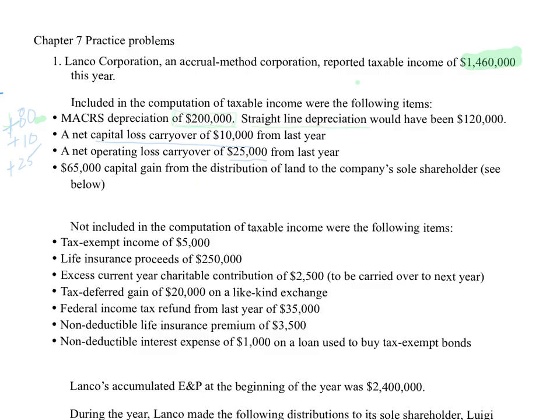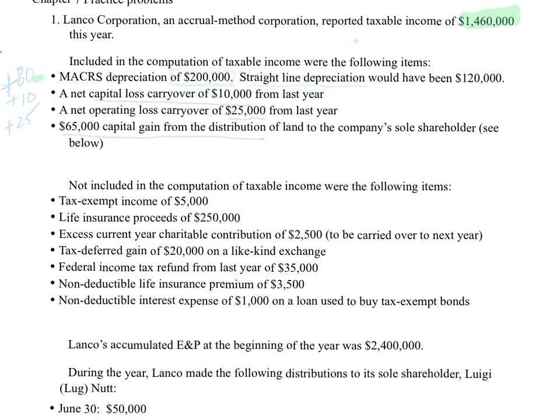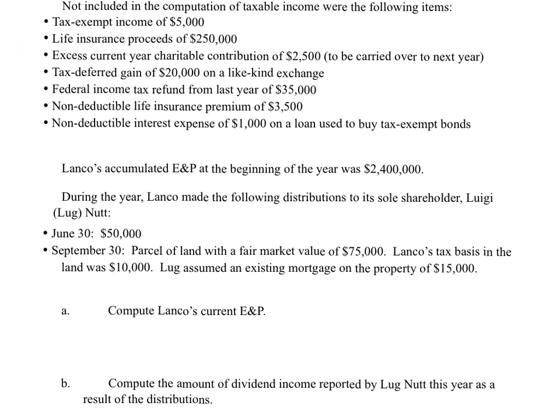And now, what do we have here? We have a $65,000 capital gain from distribution of land to the company's sole shareholder. All right. Now, as soon as we see a capital gain from a distribution, we have to look at that. So what we have to do now is, there we go. Okay.